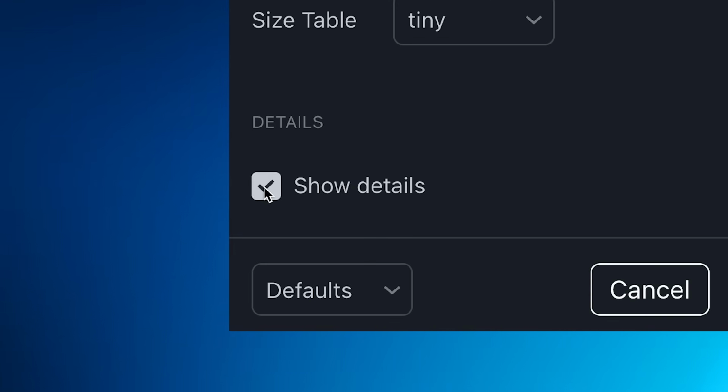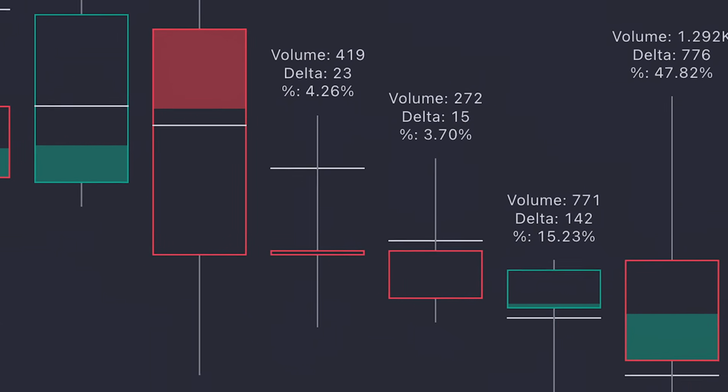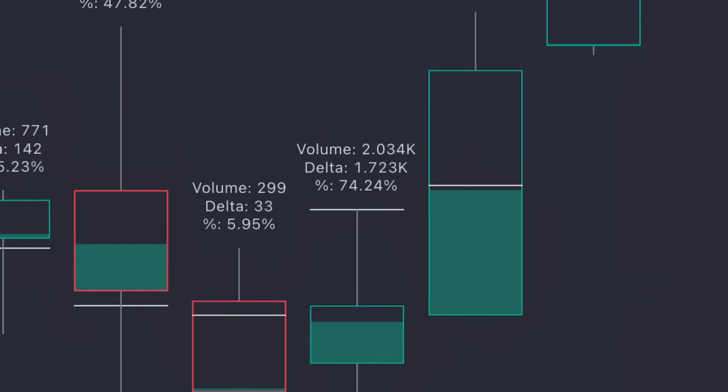In half bar mode, the delta candle is centered within the bar, representing a balanced visual of buying and selling pressure. Full bar mode extends the delta candle across the entire range. Finally, the show details option overlays a small label above each bar, displaying the total volume, delta volume, and percentage delta. This quick snapshot gives you immediate insight into how aggressive buyers or sellers were during each period. Now that we understand how the indicator works, let's look at some examples.